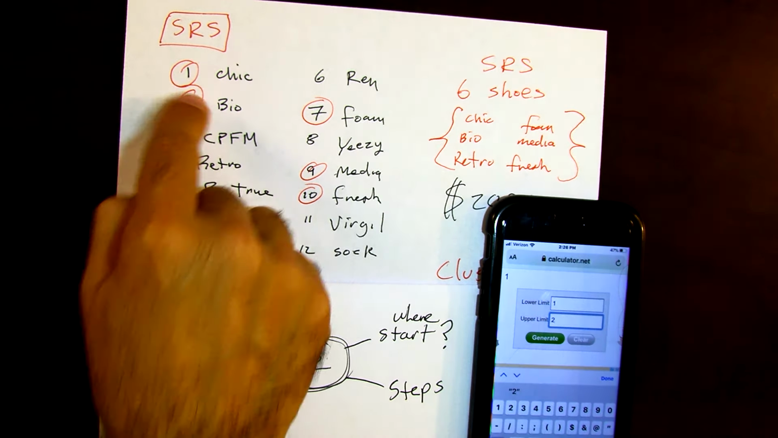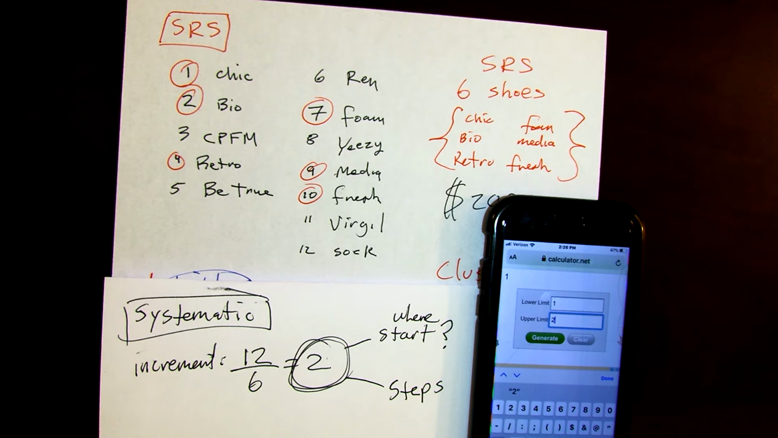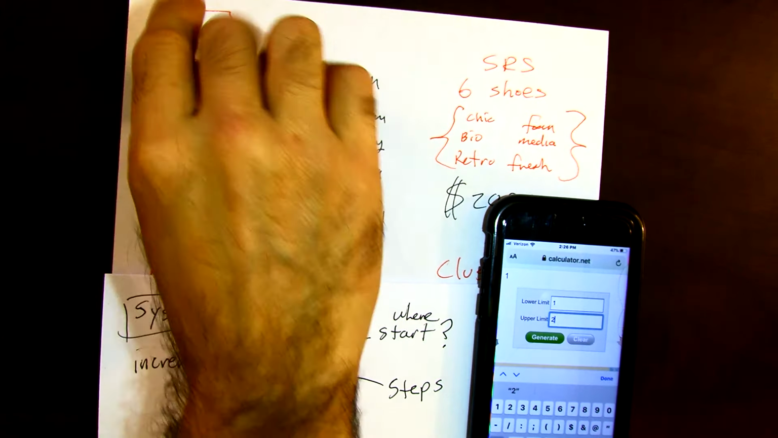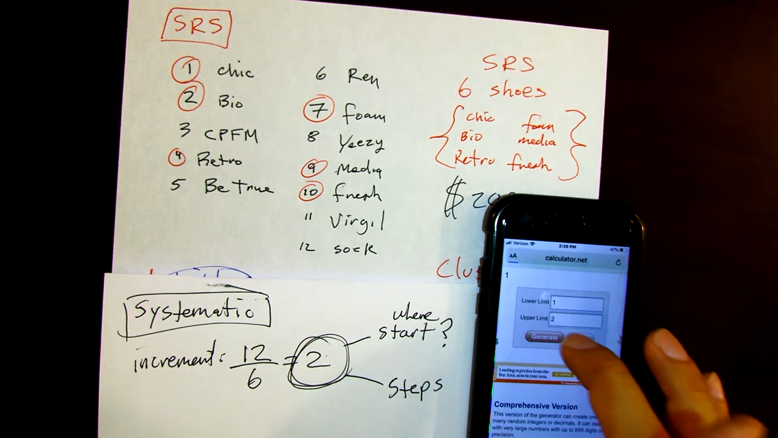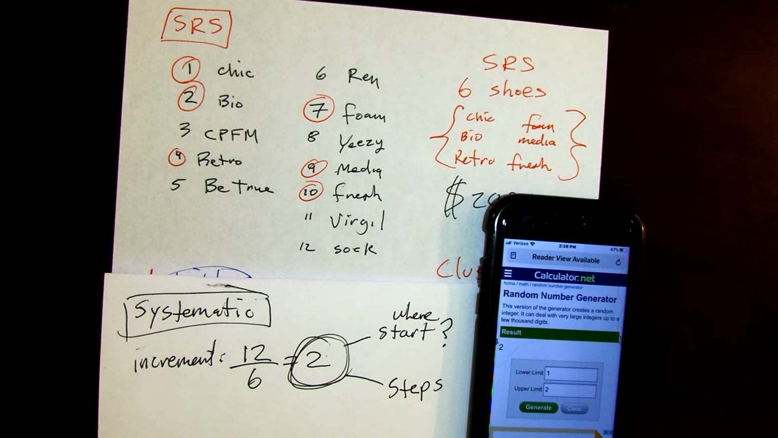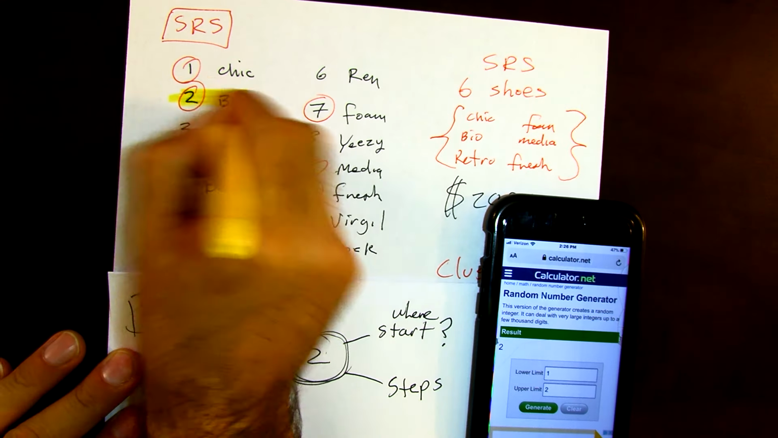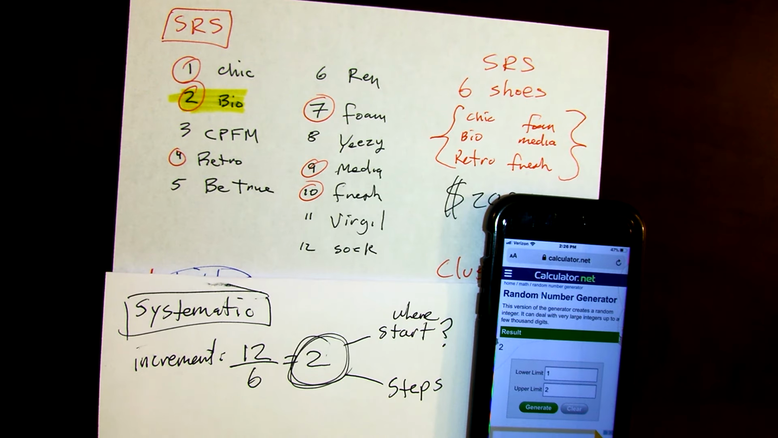So find the increment. That helps you find the starting place. The increment is how many steps to get to the next one. And that's how we are going to select our shoes for this. And I'm going to go ahead and write our shoes down here. We'll see how much money we got. Bio, retro, ren, easy, fresh, sock. So fresh, so clean socks.